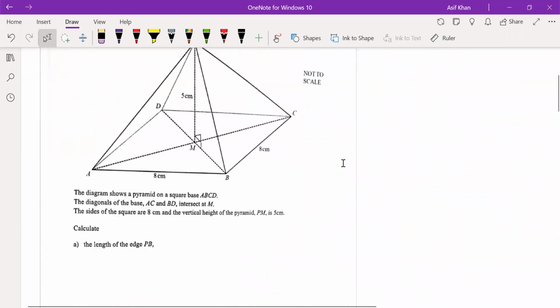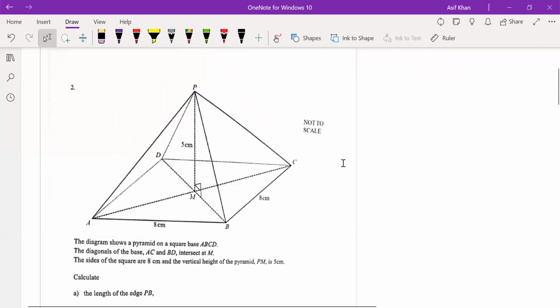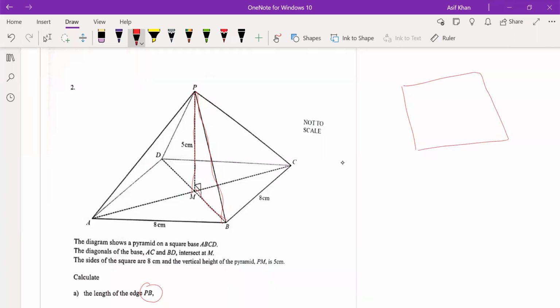Question 2 is there. In this one, he says that you have to calculate the length of PB, from P to B. In this regard, what do you have? You have this side 5, and you can find this MB also, because he mentioned the diagram shows a pyramid with the square base ABCD. It means the ground side, this ABCD, is a square.